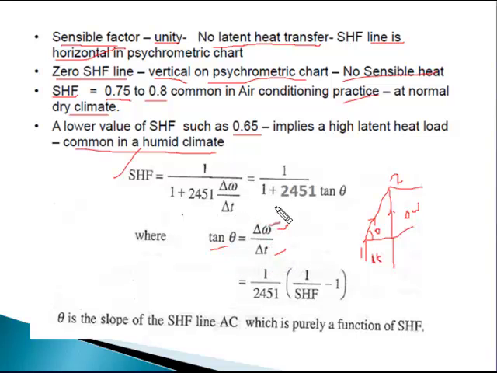From the above equation we get tan theta equal to 1 upon 2451 into (1 upon sensible heat factor minus 1). This is equal to tan theta. It means theta is the slope of the sensible heat factor line AC, which is purely a function of the sensible heat factor value.